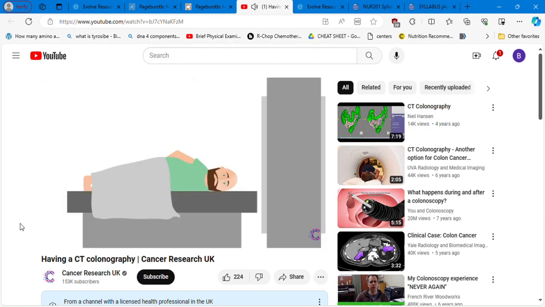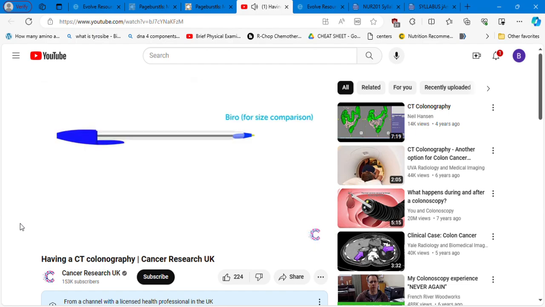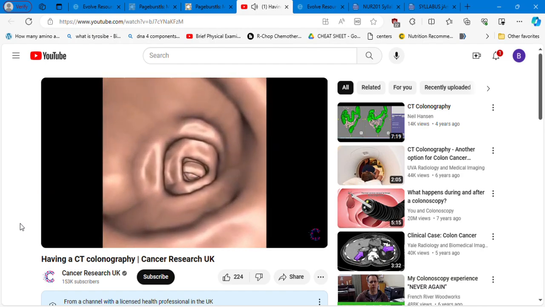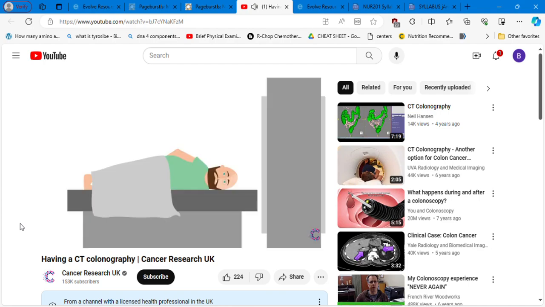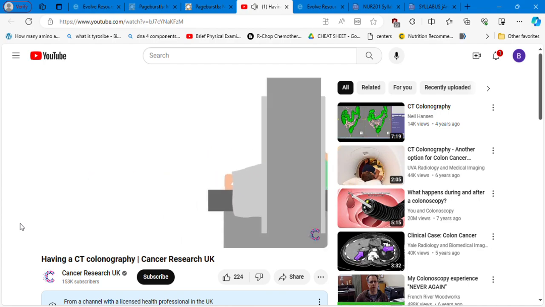You then need to lie on your left side, and the radiographer will put a small tube into your back passage to pump air or carbon dioxide inside your bowel. This helps to open up the bowel to make it easier to see it on the computer. You may feel as if you need to go to the toilet or to pass wind. It is normal, but try to keep in as much gas as you can.